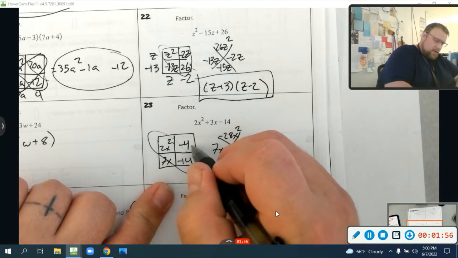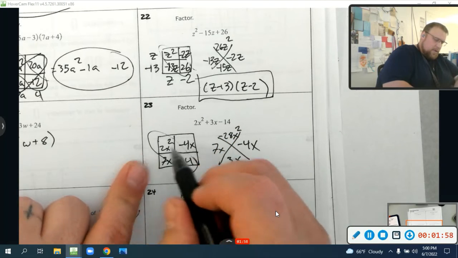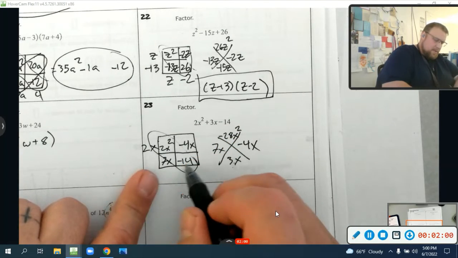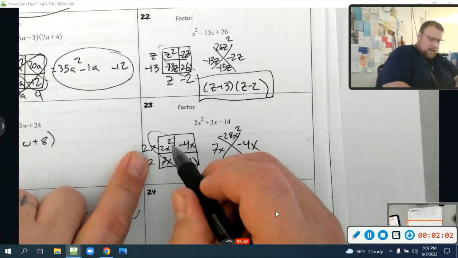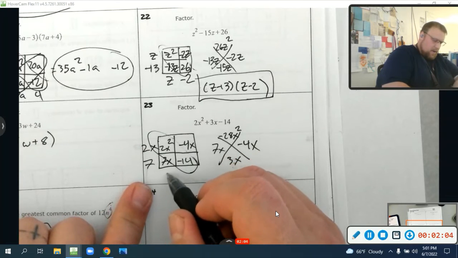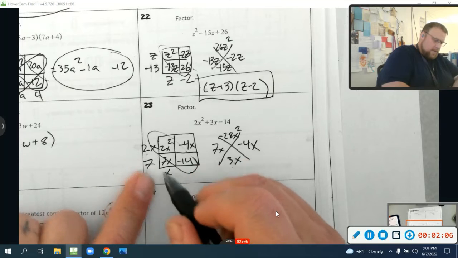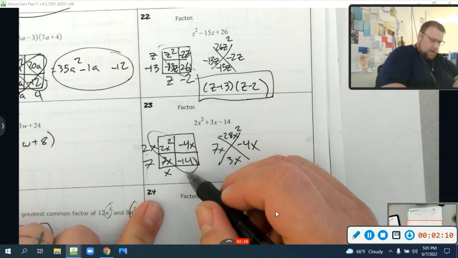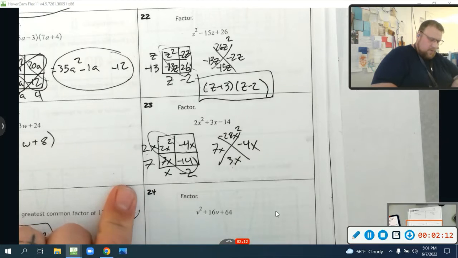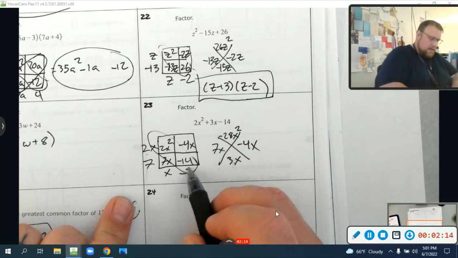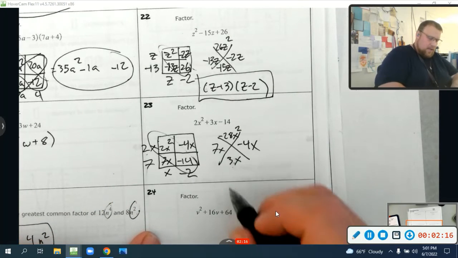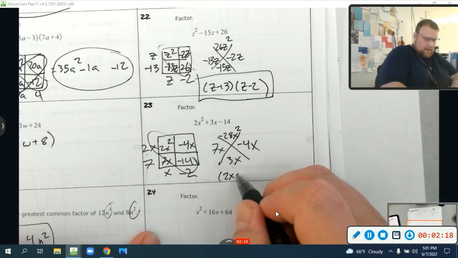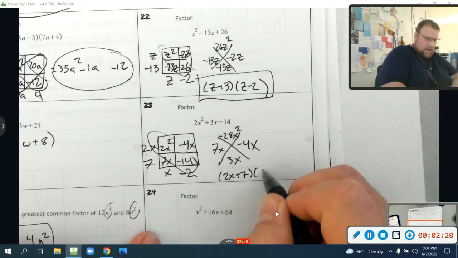Negative 4x. Between these two, I can pull out a 2x. I can pull out a 7. And 2x times x is 2x squared. And then down here, 7 times negative 2 is negative 14. So I'm left with 2x plus 7 and x minus 2.